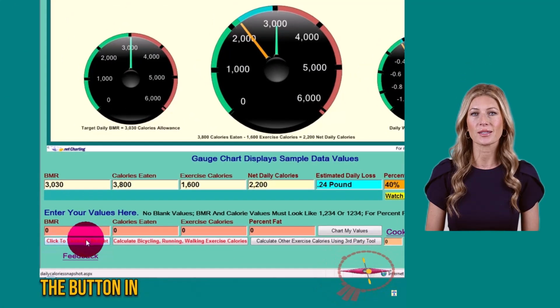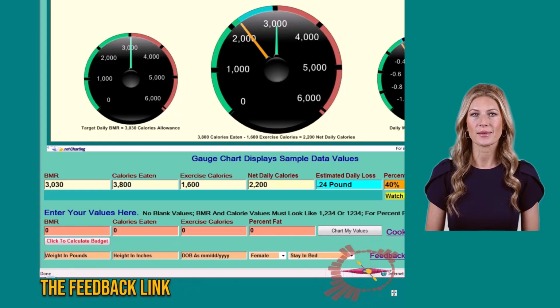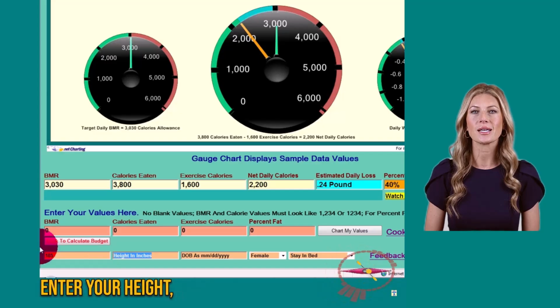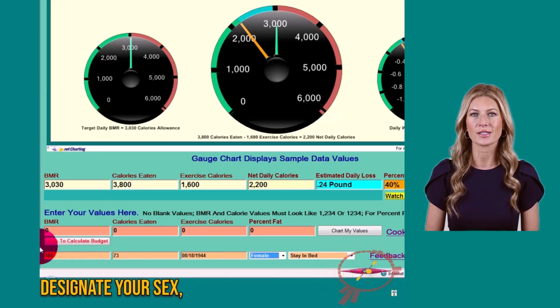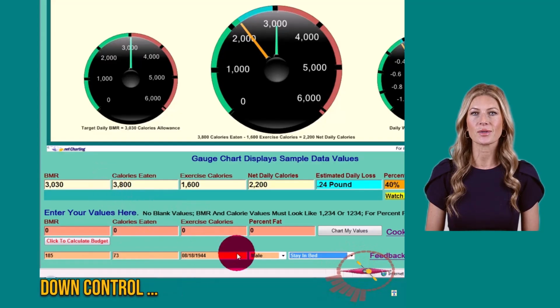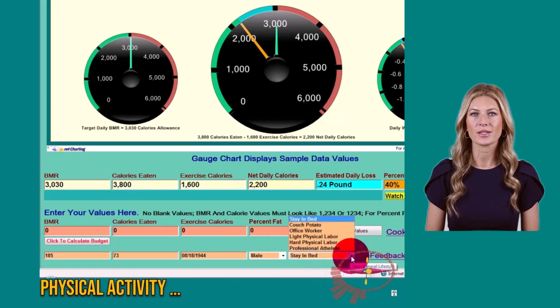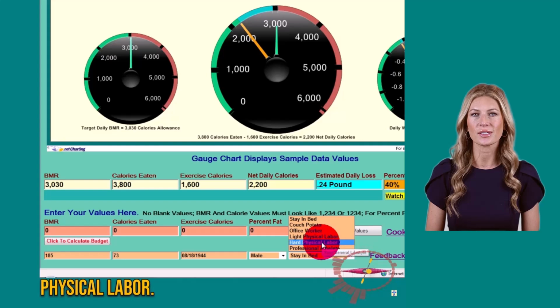Start by clicking the button in the lower left corner, right above the feedback link. That will expose controls where you can enter information about a personal profile. Enter your weight, enter your height, enter your date of birth, designate your sex, open the drop-down control, and pick your level of daily physical activity. For my example, I'll use hard physical labor.